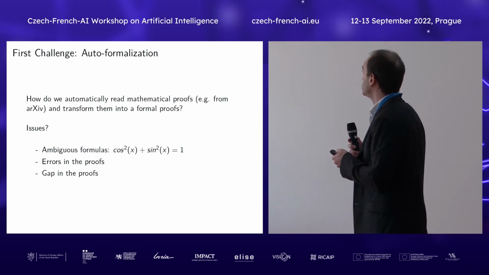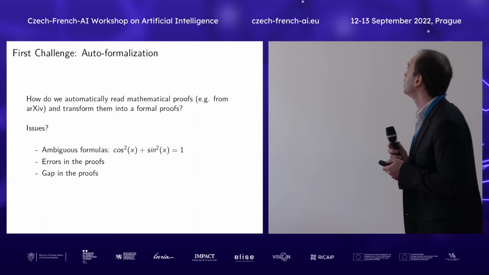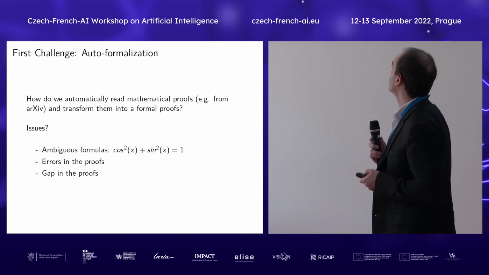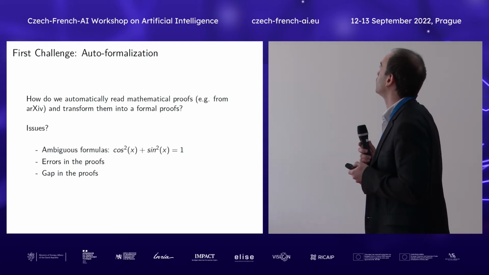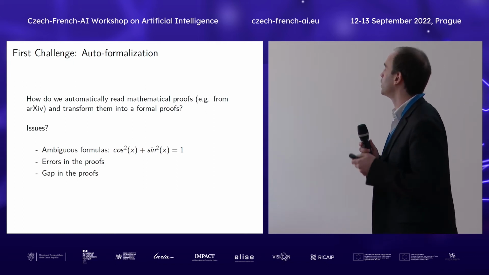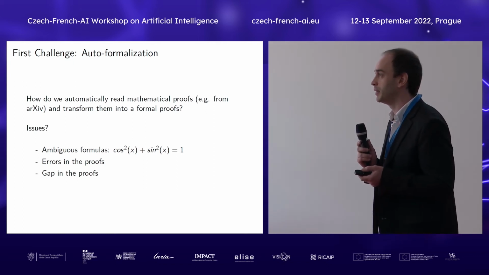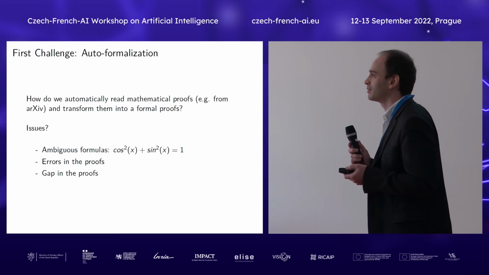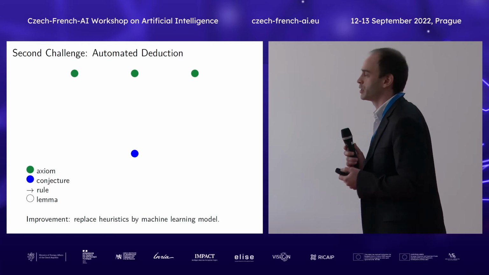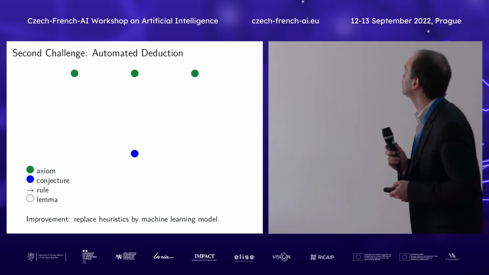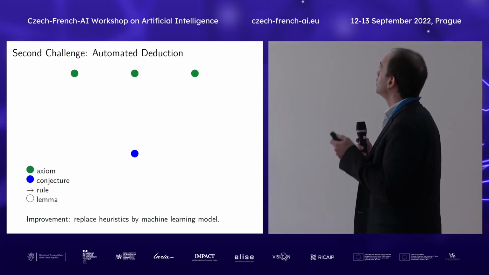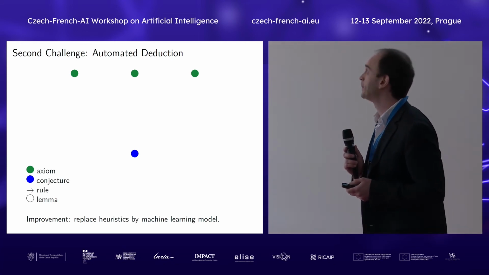There could be errors in the proof, and there could be gaps in the proofs, and that's where the second challenge comes in. For the gaps in the proofs, we would like to be able to complete these gaps automatically. And if there are errors, we would like to fix them. Maybe they are fixable. And so the second challenge, we are going back to this picture of derivation, and we are trying to derive the conjecture automatically.